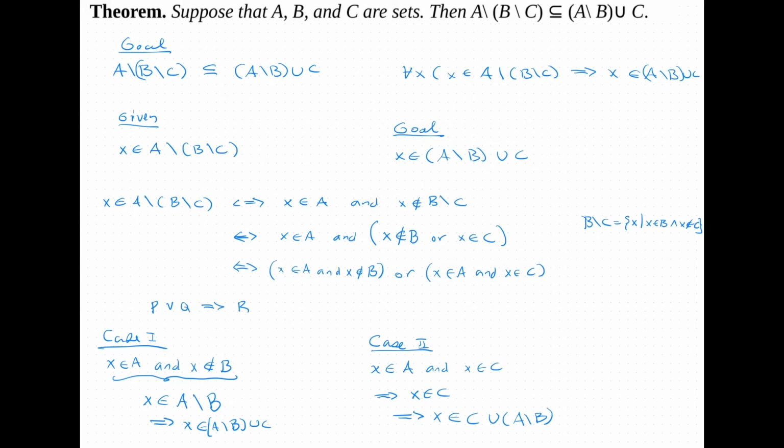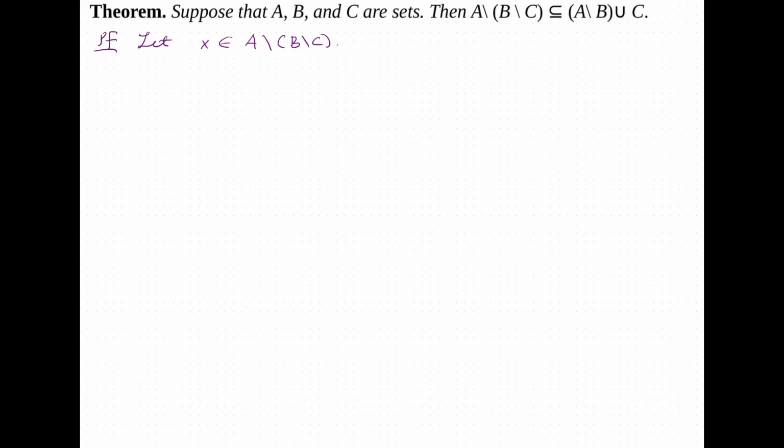So now we have everything to do a formal proof of this. And so let's write the formal proof. So we choose an arbitrary x in the set difference (A minus B) minus C.